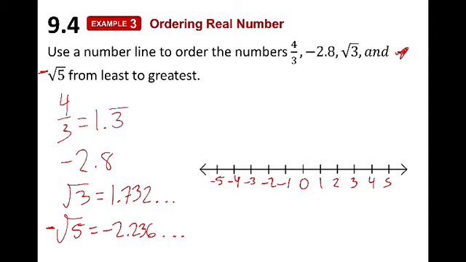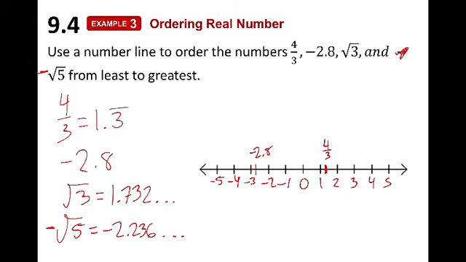So let's go through and put these numbers on there. 4/3, that's 1.3 repeated. So it's about a third of the way between 1 and 2. So we'll say this is 4 over 3 right here. Negative 2.8. So I'm going to go over negative 2 over here, and then a little more, almost over to negative 3. So this is negative 2.8.